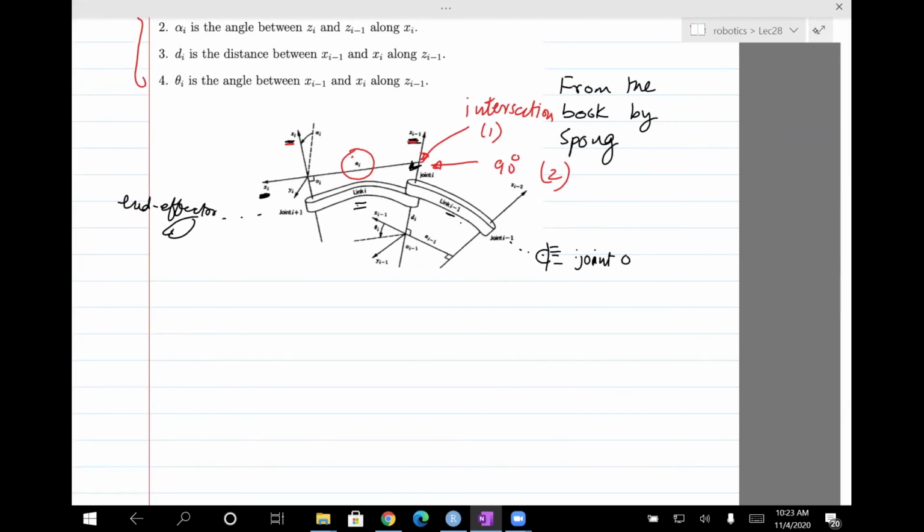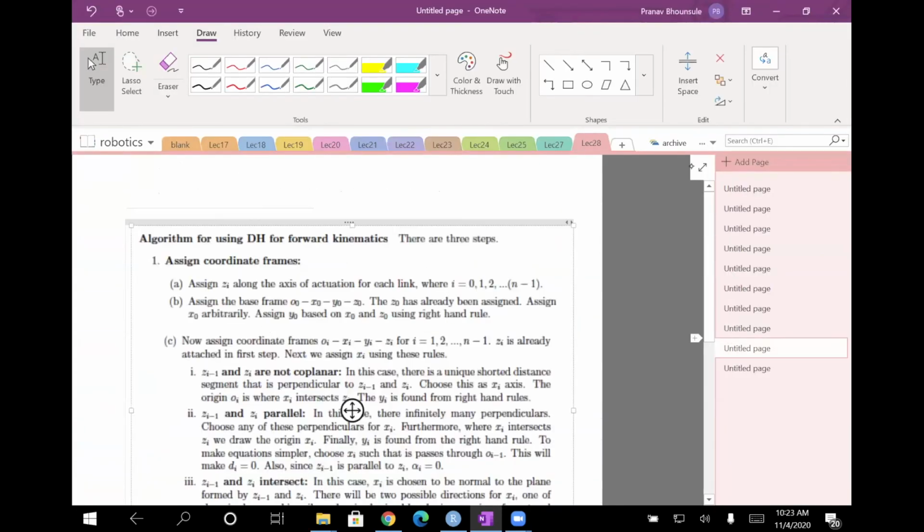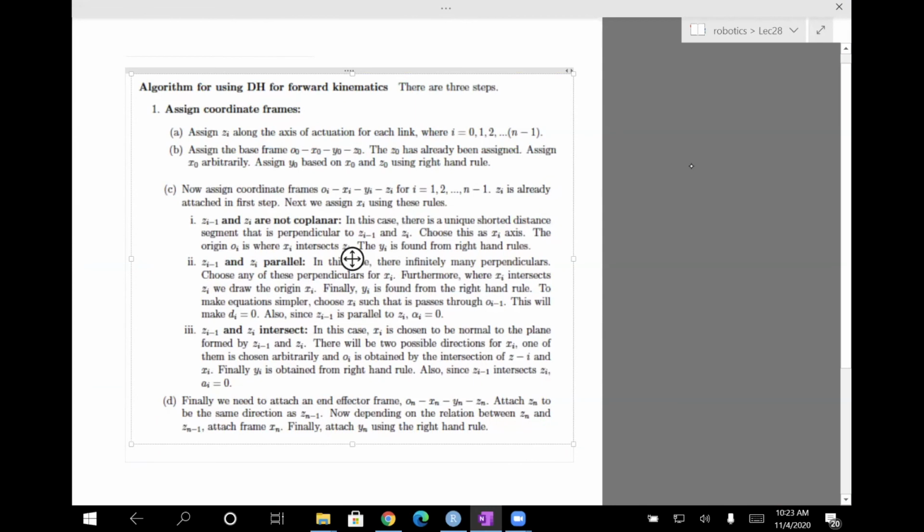Now I'm going to actually, I just took it from Spong. This is the algorithm from Spong. I also shared this handout with you in Blackboard. Okay, what I'll do is in some time before I actually start doing problems, I'll send this handout again through the Zoom chat so you can have it and see through it as I solve problems.